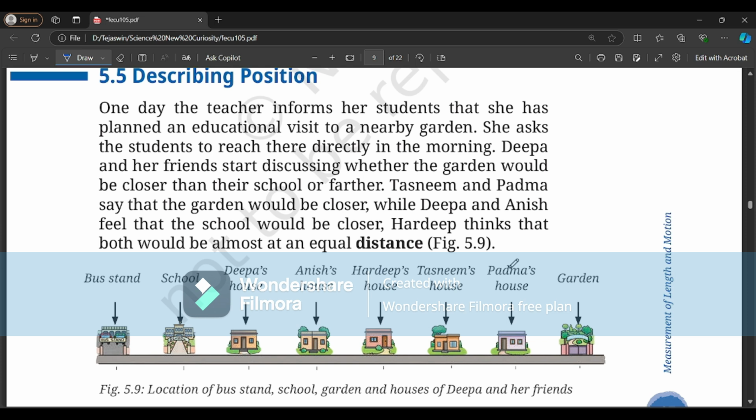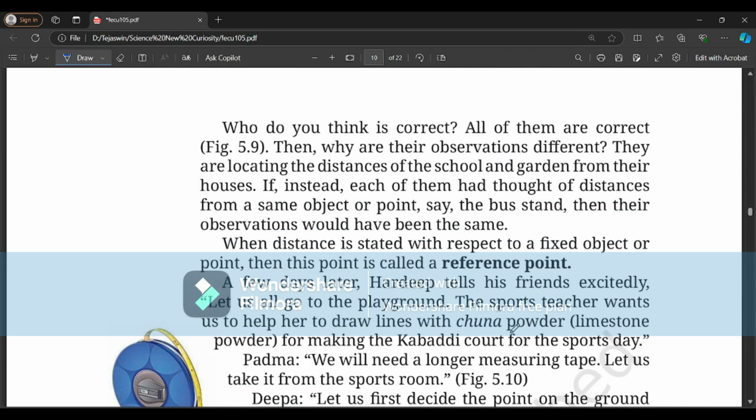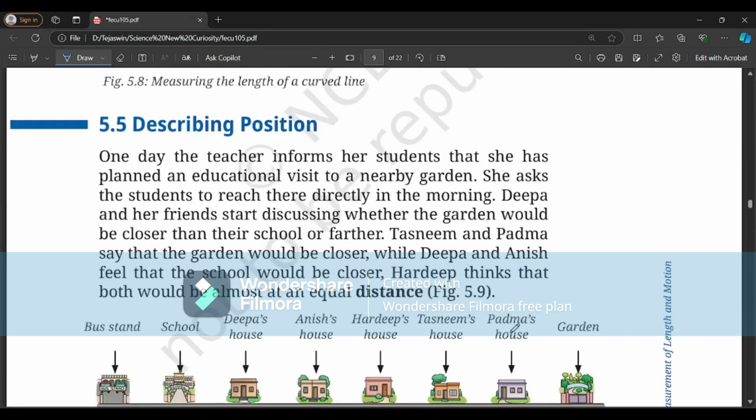We see the position in this figure, the location of the bus stand, school, garden and the houses of Deepa and her friends. This point is the bus stand, then the school, Deepa's house, Anish's house, Hardeep's house, Aunt Tasneem's house, Padma's house and the garden. So we measure distance from a reference point.